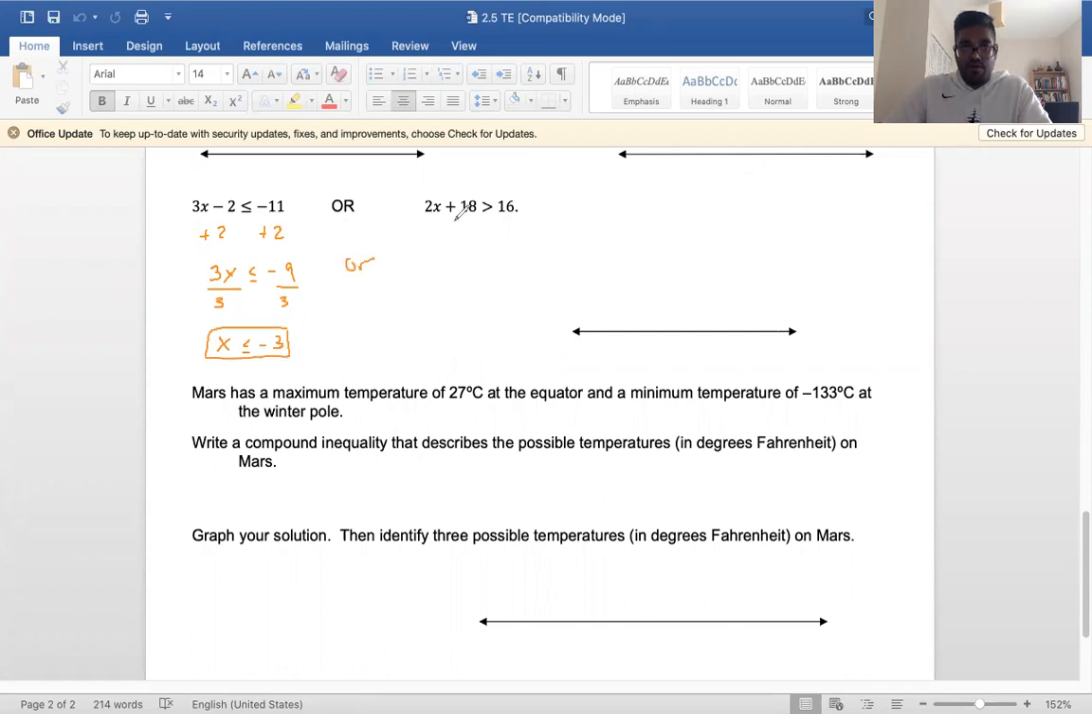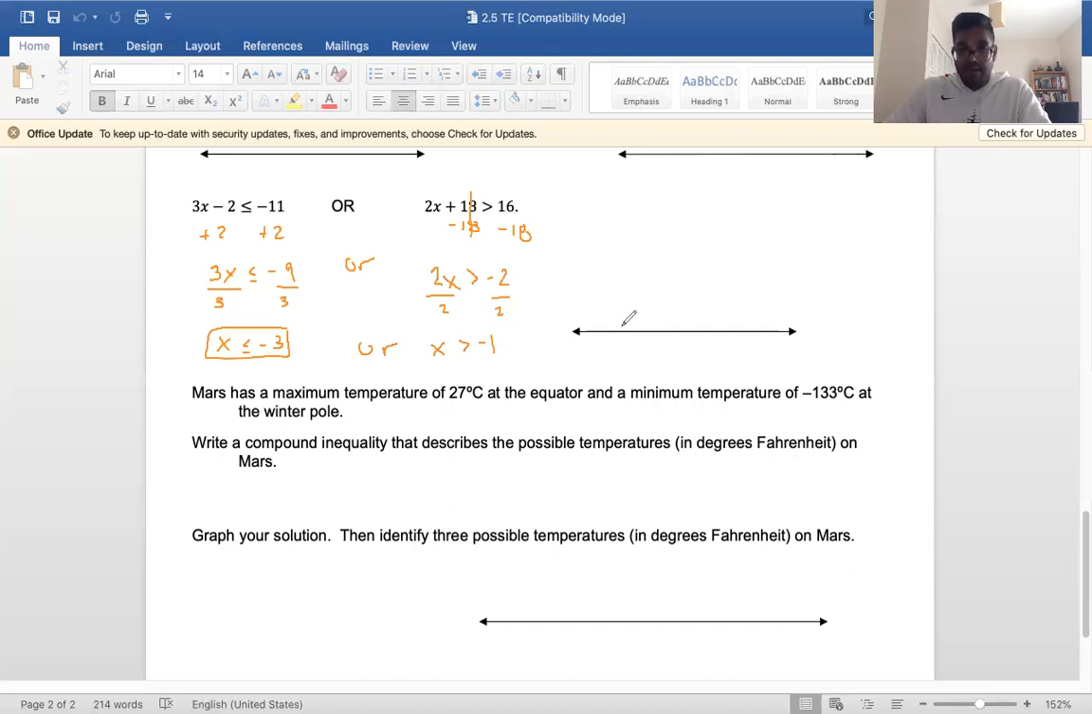Or we have the other one, -18. We don't have any negatives in front of our x's, but just think about what happens when you have a negative in front of this 2, for example. 2x is greater than -2. Divide by 2. x has to be greater than -1. So x has to be less than or equal to -3 or greater than -1.